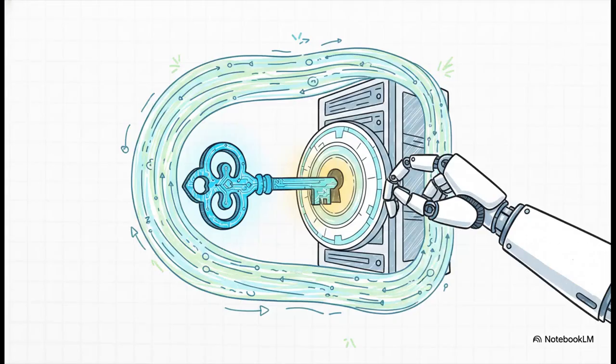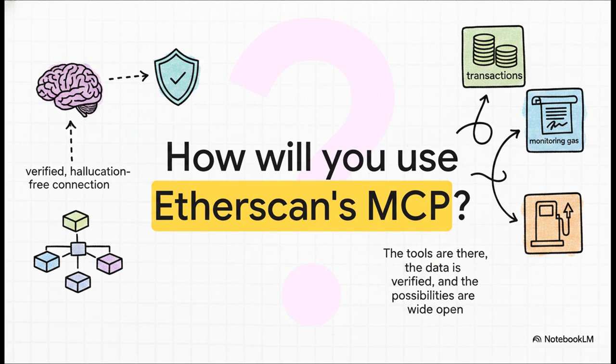Before you run off to start building, though, do not forget the simplest but literally the most vital step of the whole process. To actually access the streamable HTTP MCP server, you just have to authenticate using your standard Etherscan API key. You just pass it as a bearer token right in your header. It's seriously that straightforward.